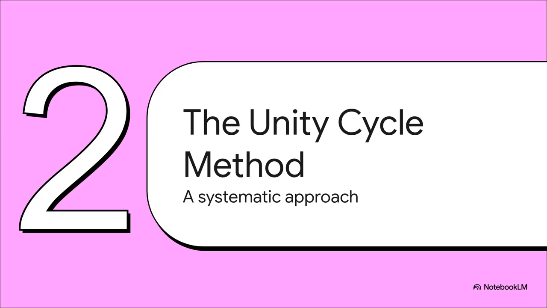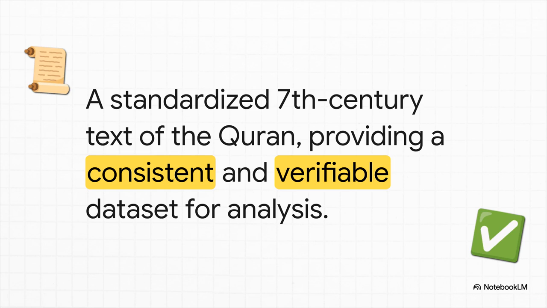So, how do you actually do this analysis? Well, the book introduces a very specific system for it, and it's called the unity cycle method. This method is the engine for the whole study. And for any kind of data analysis to be credible, you need a solid, consistent dataset, right? That's the key here. The entire method relies on using the Uthmani Mushaf. This is the standardized version of the Quran that was compiled way back in the 7th century. By using this universally accepted text, the analysis has a foundation that doesn't change. Every chapter number and verse count is locked in.